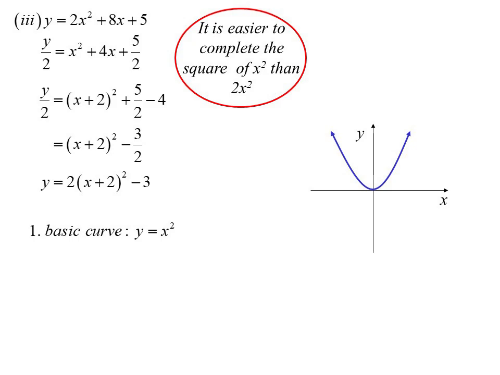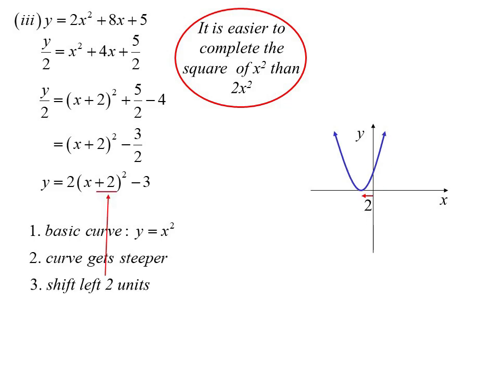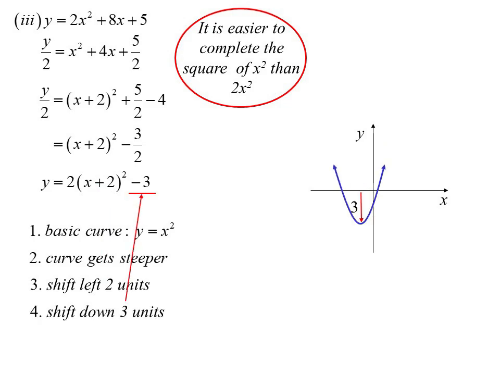Well, the 2, if you recall, dilates it or stretches it, depending on how you think about it. This will become a steeper curve. So my parabola, I'm going to make a bit steeper. So it's now 2x squared. The shift, I'm going left 2 units, and I'm going down, in this case, 3 units. There's my new parabola.